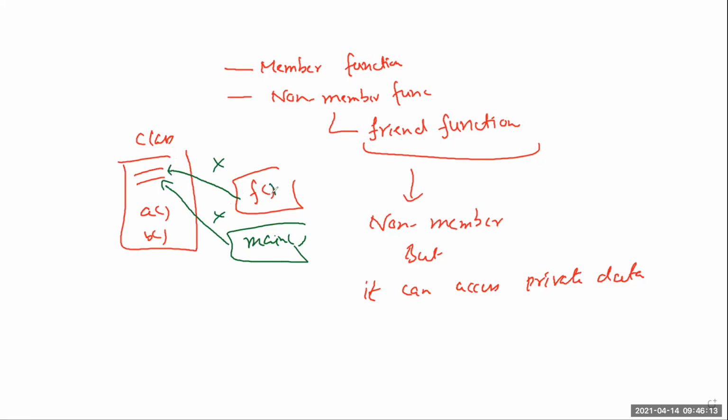But in some special cases, if we want to allow a function f to access the private data, we say this function is a friend of this class. How to tell it? I'll show you later. If you tell your program that function f is a friend of class point, then this function will be allowed to access the private data of this class. This is just a small note. And how do we do that and why? Let's quickly do an example.